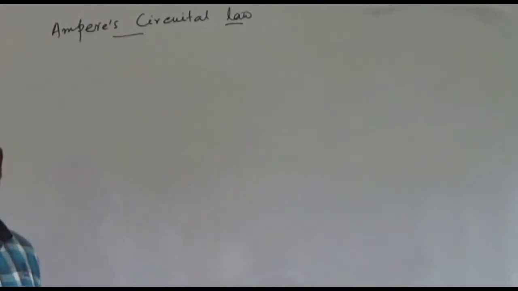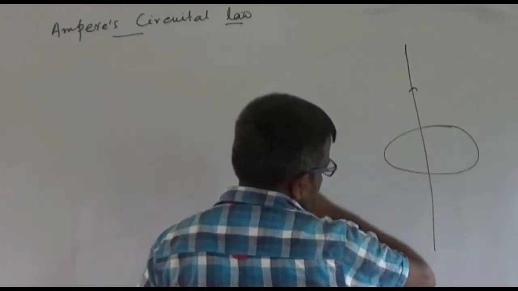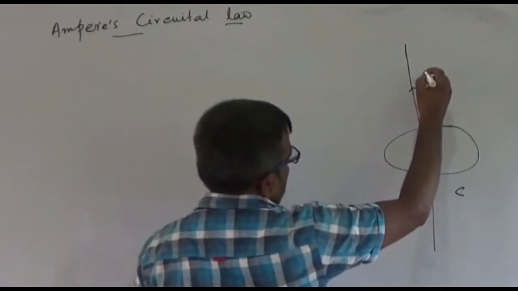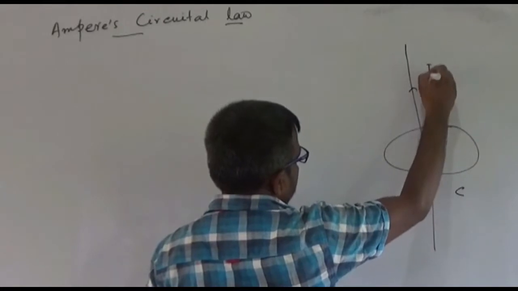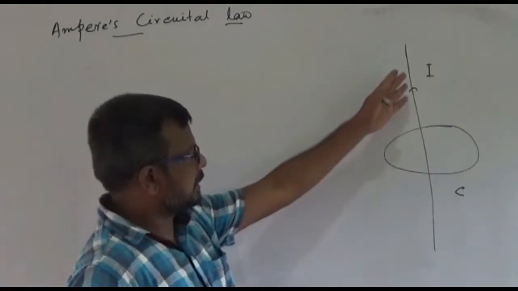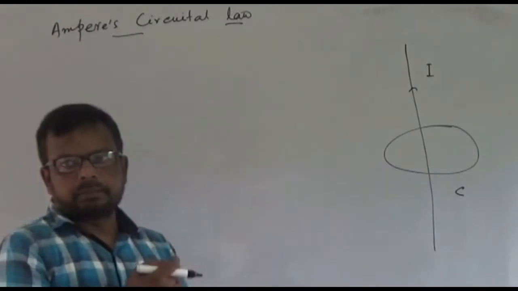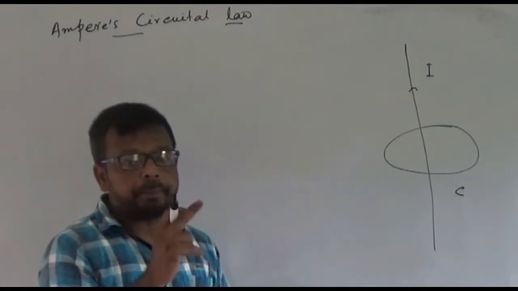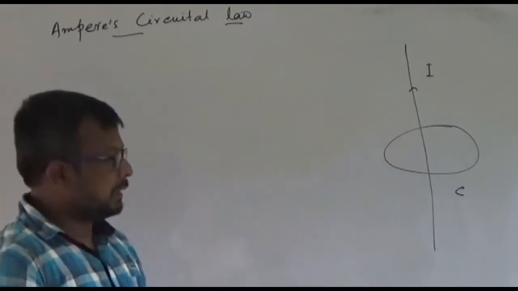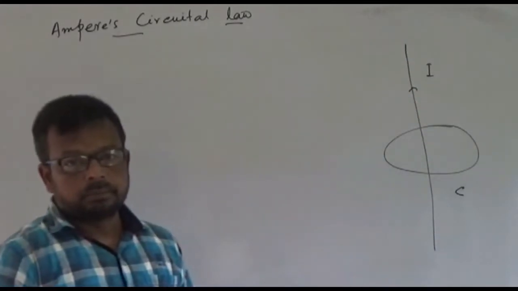Let us say this is a current carrying conductor, and we take a closed path C. Let us say current I is flowing through this conductor. Now, due to this current, there is a magnetic field. If we calculate the line integral of the magnetic field around this closed path, then that will be the permeability times the current enclosed by this path.